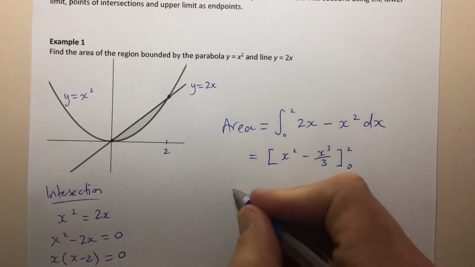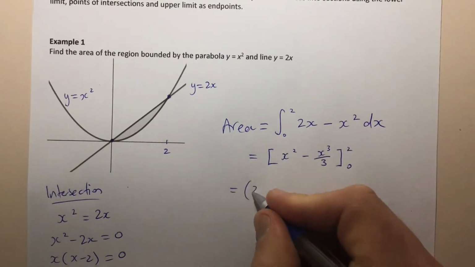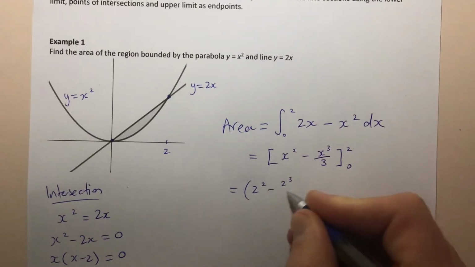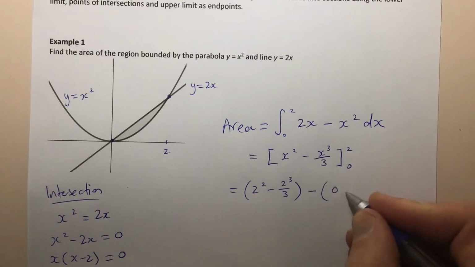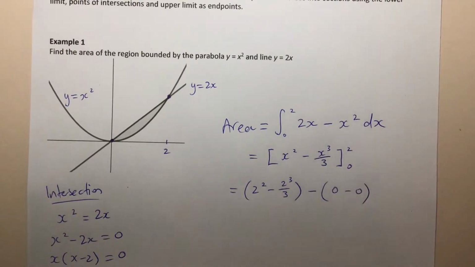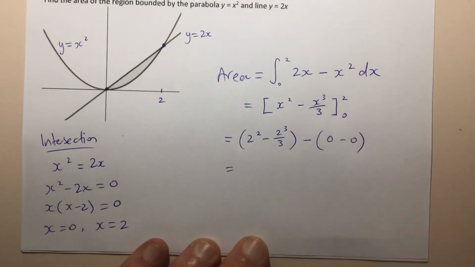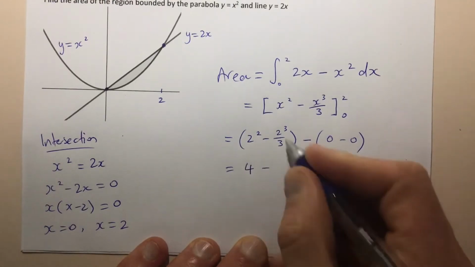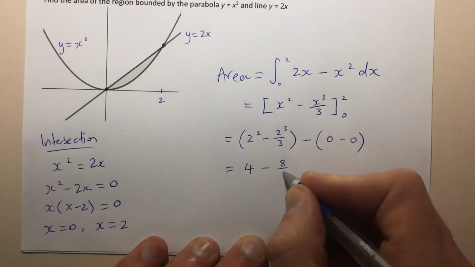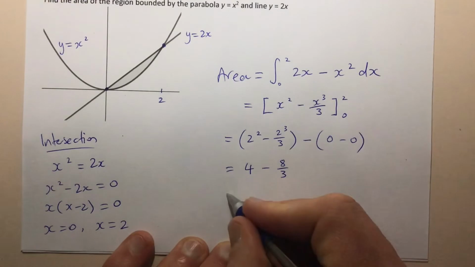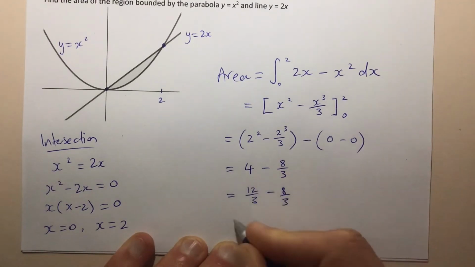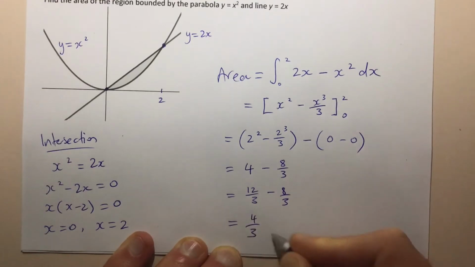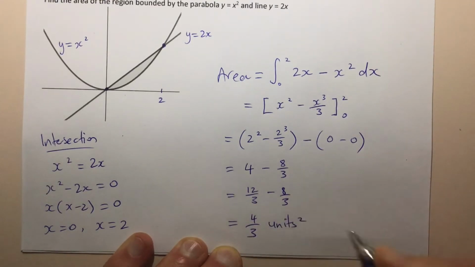Right, and now we sub in our terminals and solve for the area. So we've got 2 squared minus 2 cubed over 3, minus, when we sub in 0, both parts of the antiderivative become 0. So our area is simply 2 squared, which is 4, minus 2 cubed on 3, so 8 on 3. And we know the number 4 is really 12 over 3, so we can think of it this way, and ultimately work out that the area is 4 on 3 units squared.